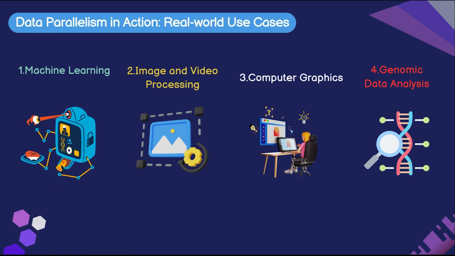In computer graphics, rendering high resolution images involves processing a massive amount of pixels. Data driven parallelism is used to divide the rendering task among multiple processors or available GPU cores, allowing for simultaneous rendering of different parts of the image. In genomic data analysis, analyzing large genomic data sets such as DNA sequences involves processing vast amounts of genetic information. Data driven parallelism can be used to divide the genomic data into chunks, allowing multiple processors to analyze different regions simultaneously. This accelerates tasks like alignment or genomic mapping.